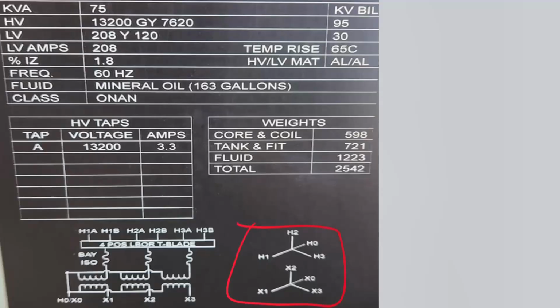Actually, I'm sorry, excuse me, this is a YN0 vector group. So if you have a three-phase TTR, make sure that you type that in there right, because if you don't, it's not going to spit out anything right for you.